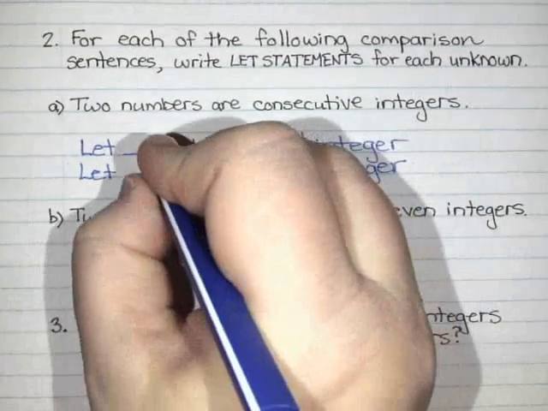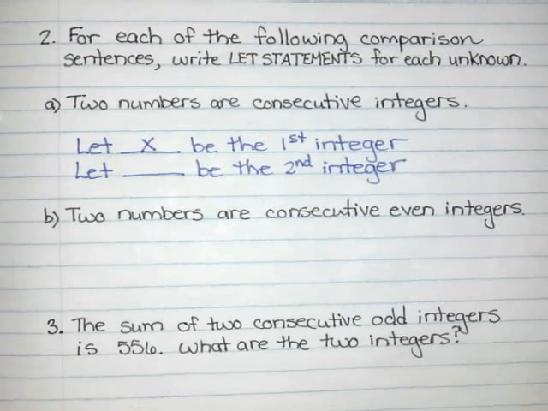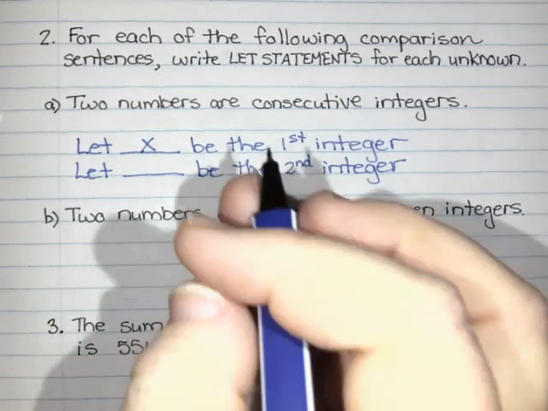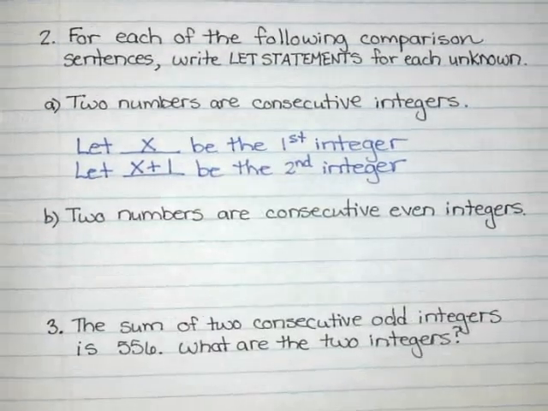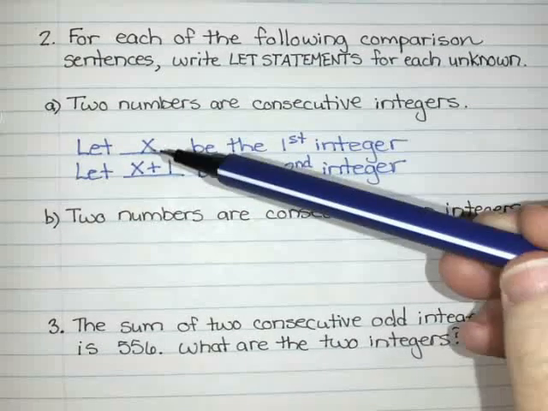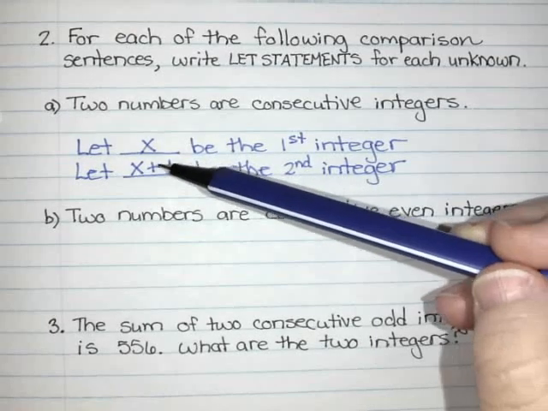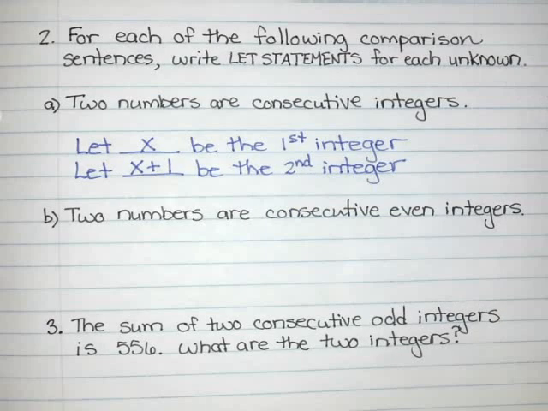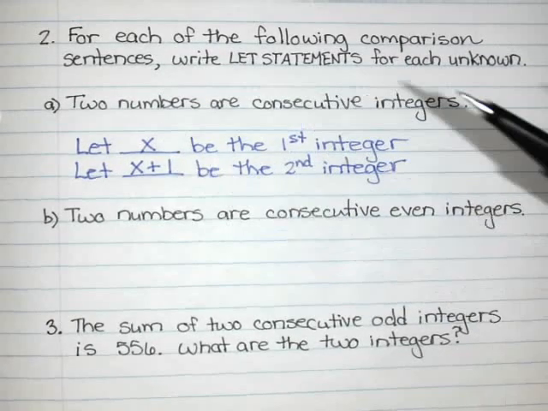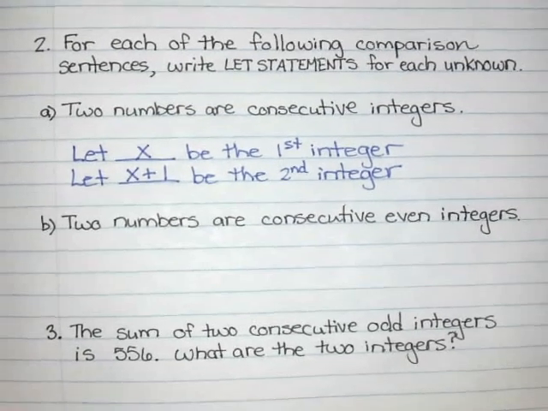So I'm going to let the first number be x, and then the second one should be 1 bigger because consecutive numbers are just 1 number apart. So this second one should be x plus 1 because it should be 1 digit bigger, right? So if I had the number 10, then 10 plus 1 would make 11. That would be the next number. You could also do x minus 1 if you wanted and go 1 number smaller, as long as they are 1 digit apart. Our second one here says 2 numbers are consecutive even integers.